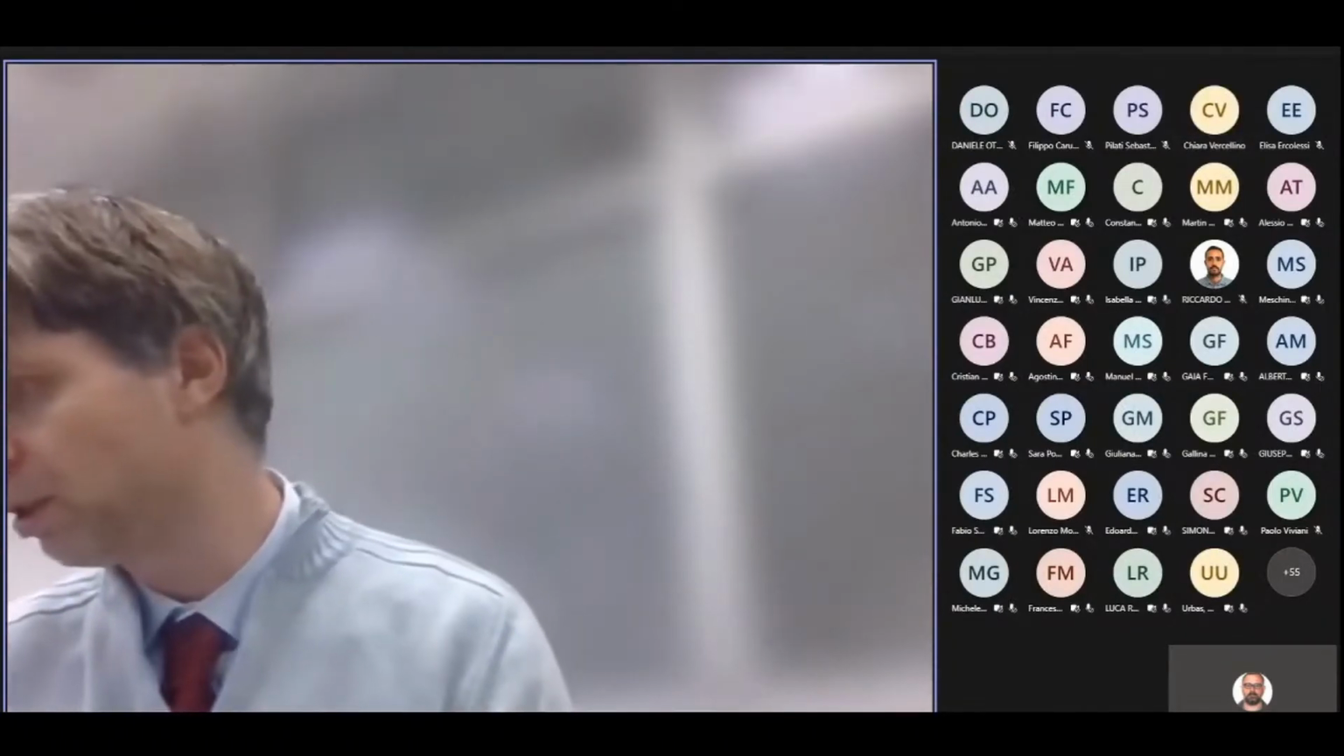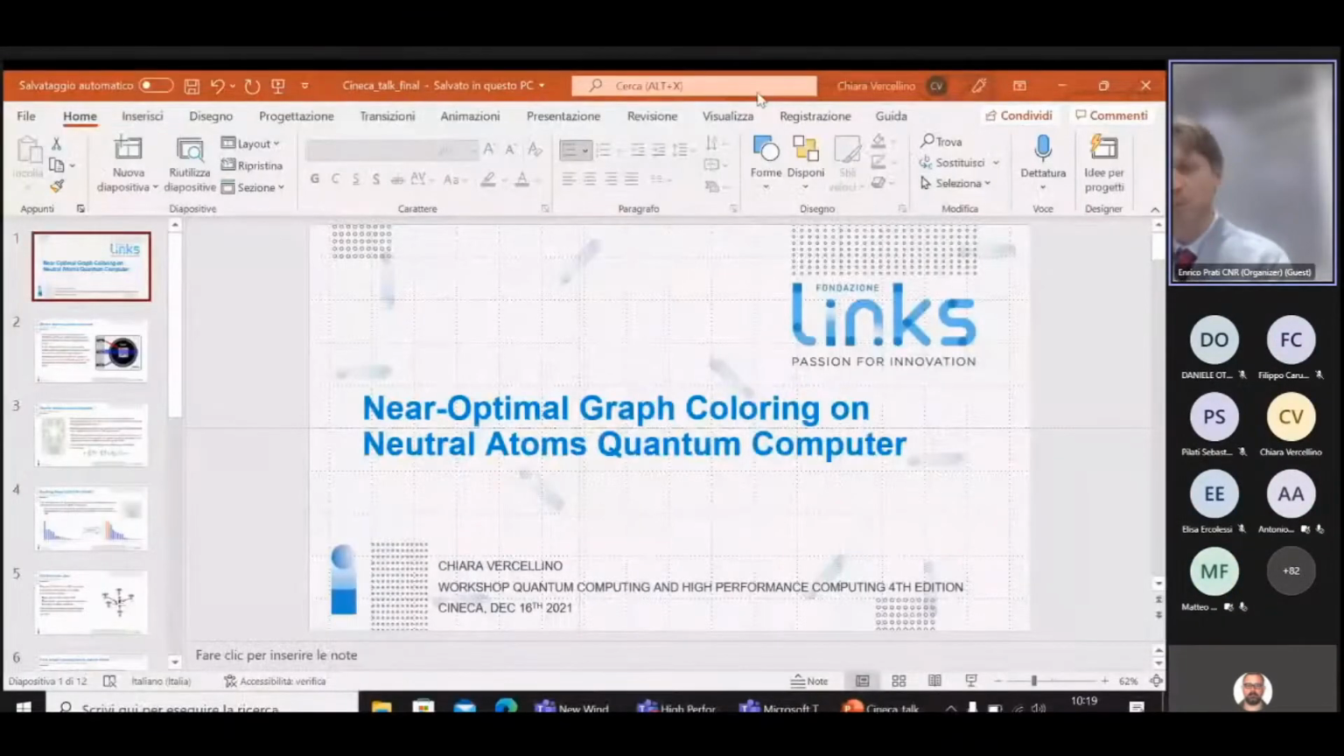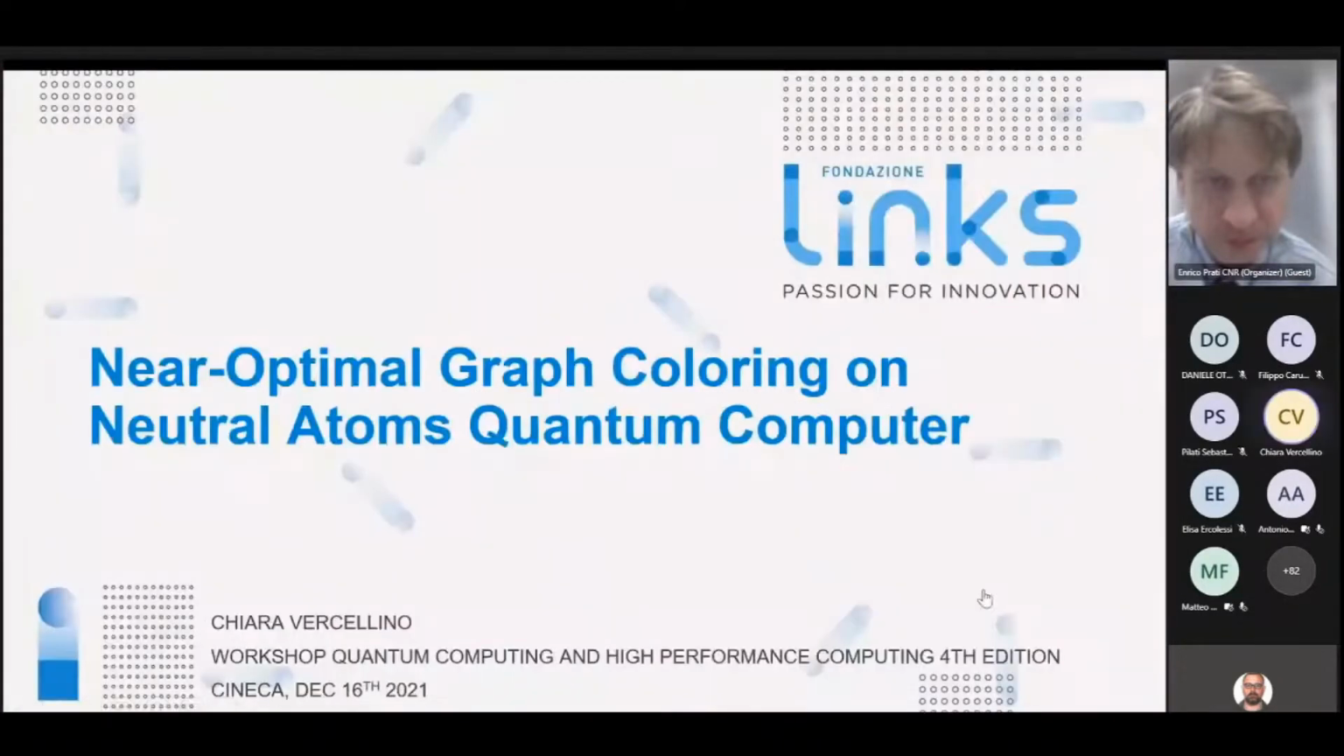She is going to talk about near-optimal graph coloring on a neutral atom quantum computer. So we are very excited about hearing these results. Okay. The floor is yours.